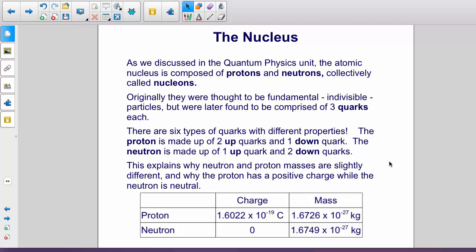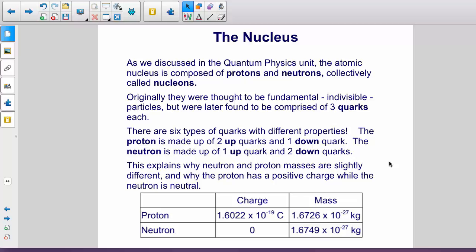Originally, protons and neutrons were thought to be fundamental, that is, indivisible particles, but were later found to be comprised of 3 quarks each. It turns out that there are 6 types of quarks, all with different properties. The proton is made up of 2 up quarks and 1 down quark, whereas the neutron is made up of only 1 up quark but 2 down quarks.